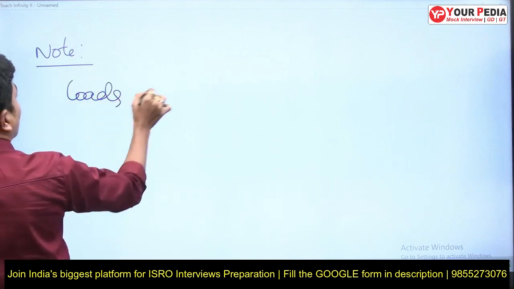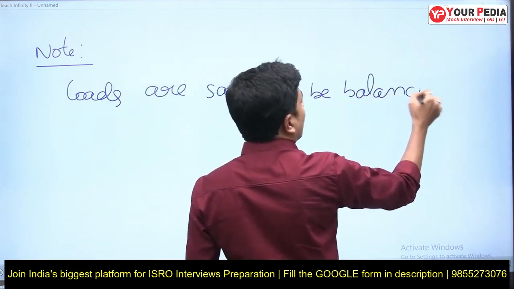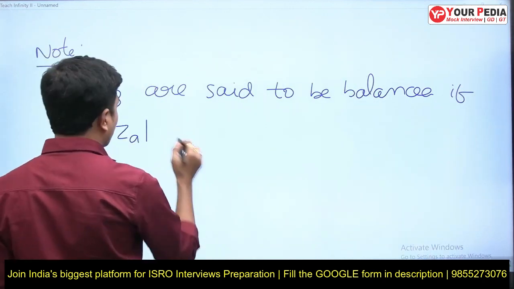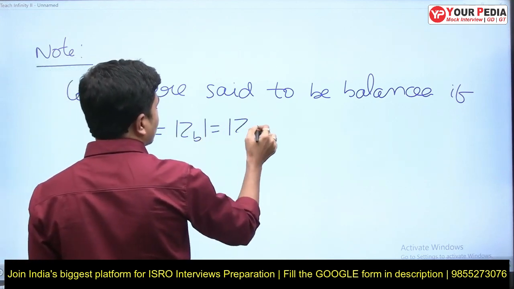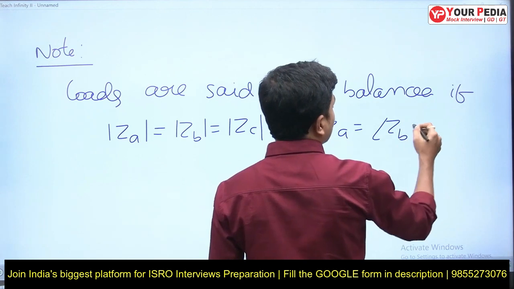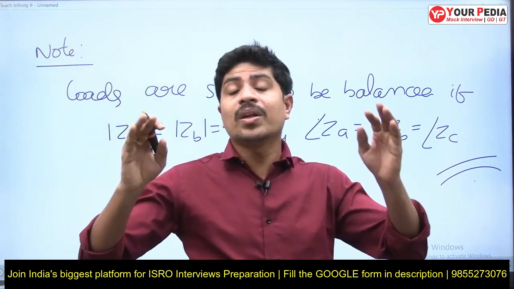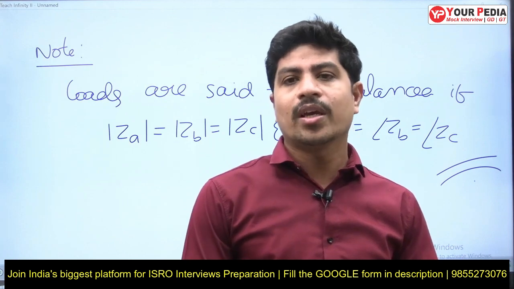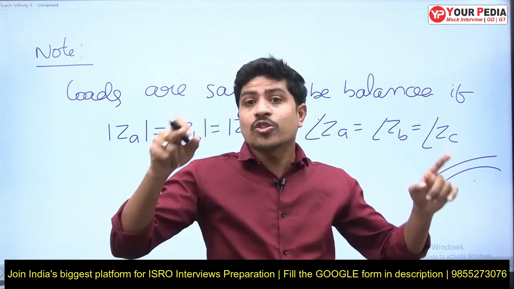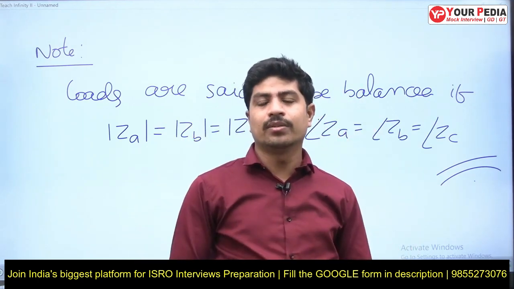Loads are said to be balanced if mod ZA is equal to mod ZB is equal to mod ZC, and angle of ZA is equal to angle of ZB is equal to angle of ZC. Now this is a complete balanced system. Voltages must be balanced, loads must be balanced, and connecting lines should be balanced. Then only currents will be balanced. So whether currents are balanced or not depends upon the entire system condition. Thank you.